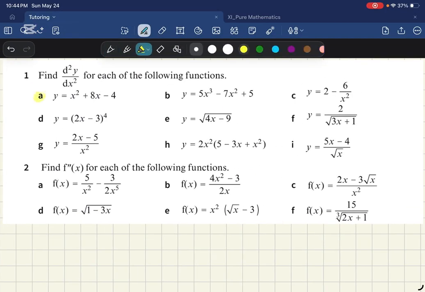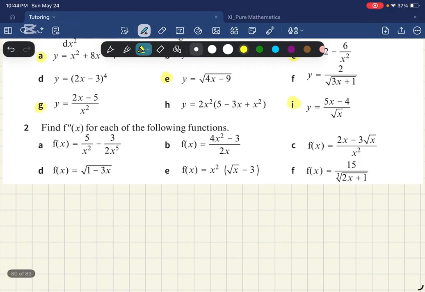So for the first question, we'll skip some. So we'll do... If I skip things correctly. No, okay, let's do more questions. So we'll do A, C, E, G, and I, and I'll leave you to try B, D, F, and H. And for question 2, let's do B, D, and F.